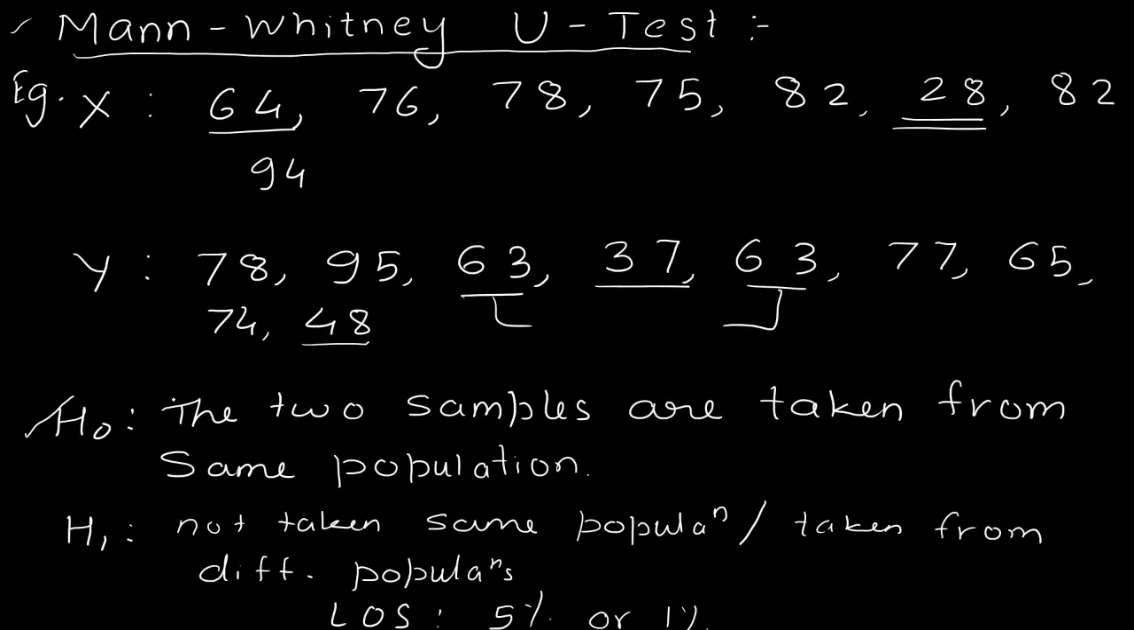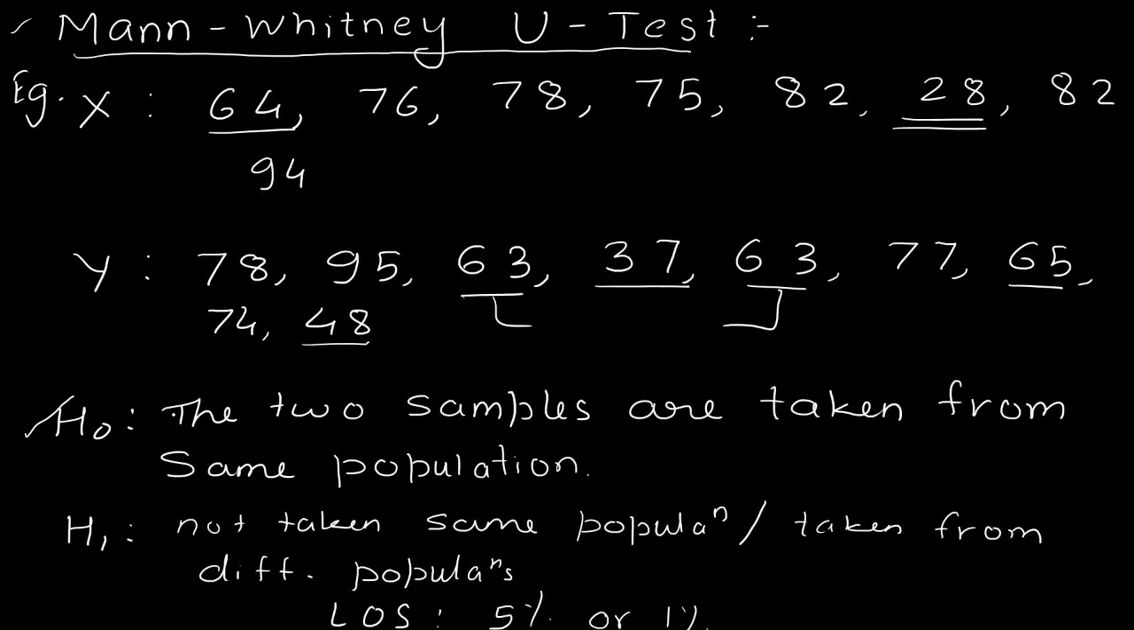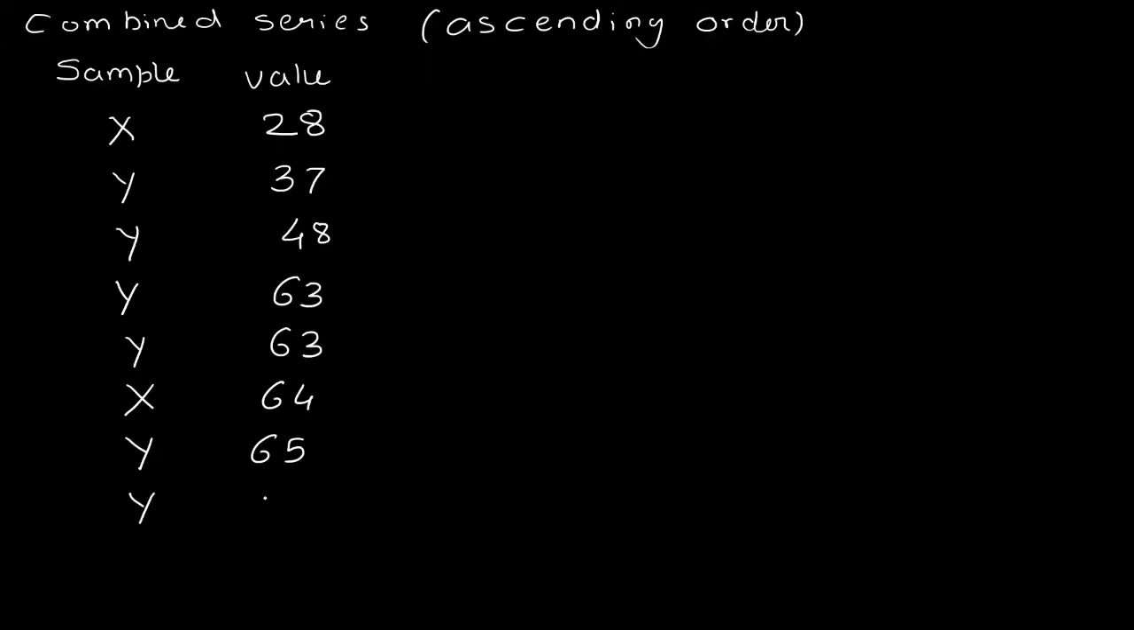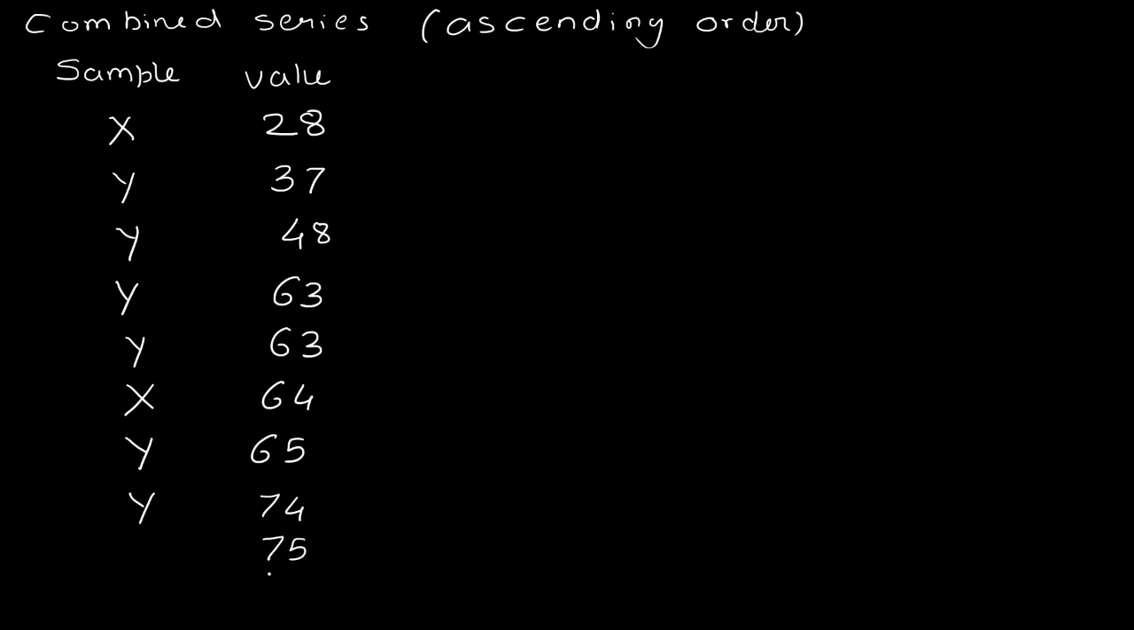Then after 64 comes 65, and that 65 is from y. Now after 65, the next value is 74, and that 74 is from y. After 74, the next value is 75. After 75 that is 76, both from x. So 75 and 76, both from x.